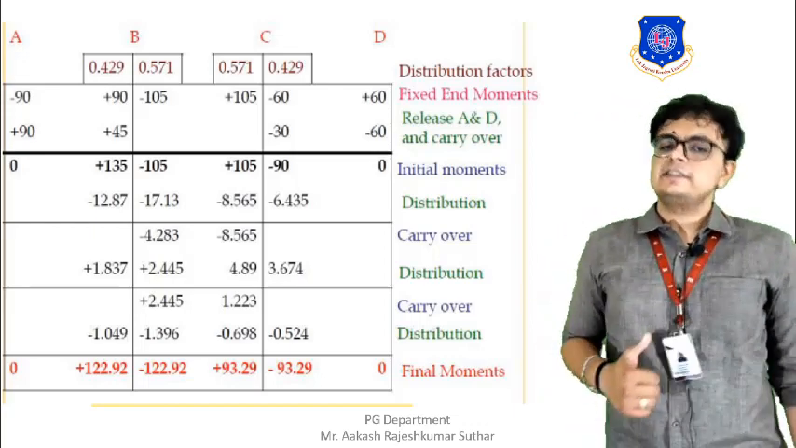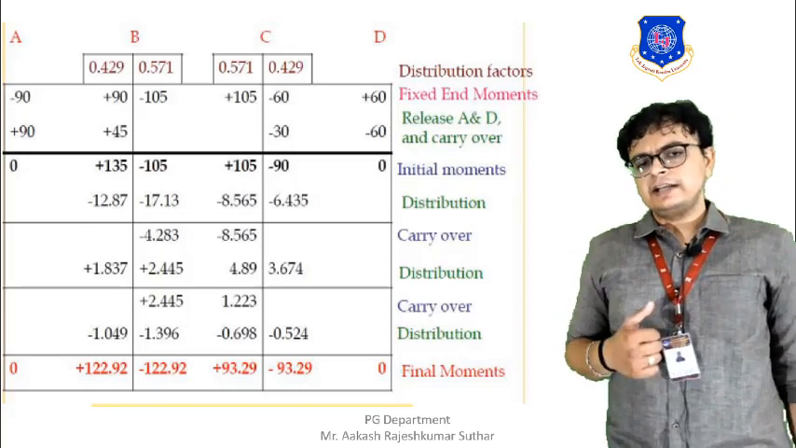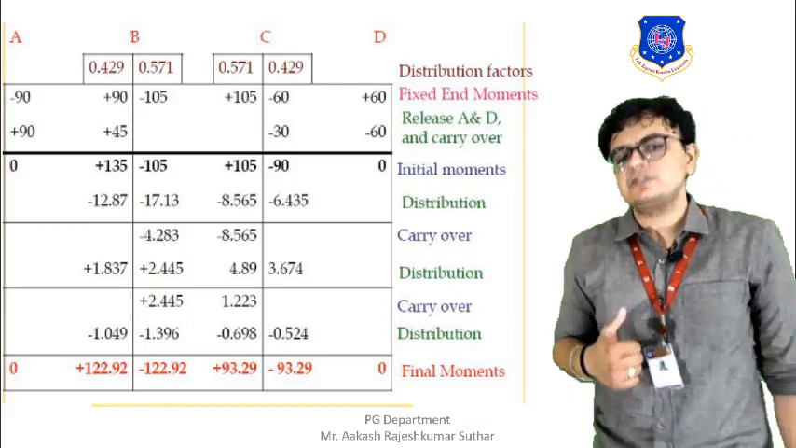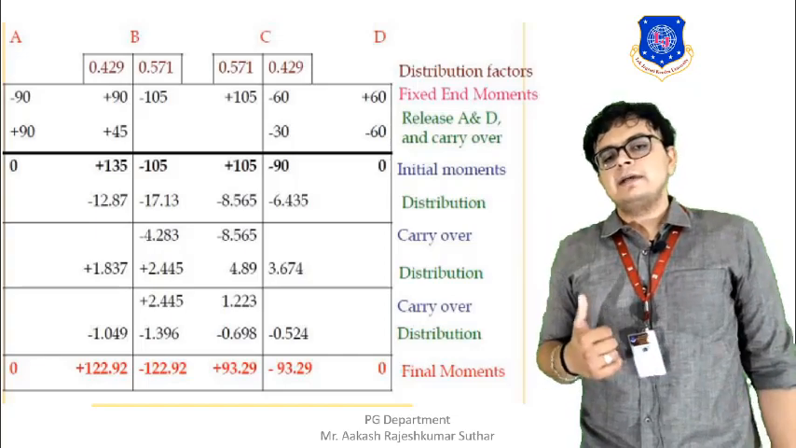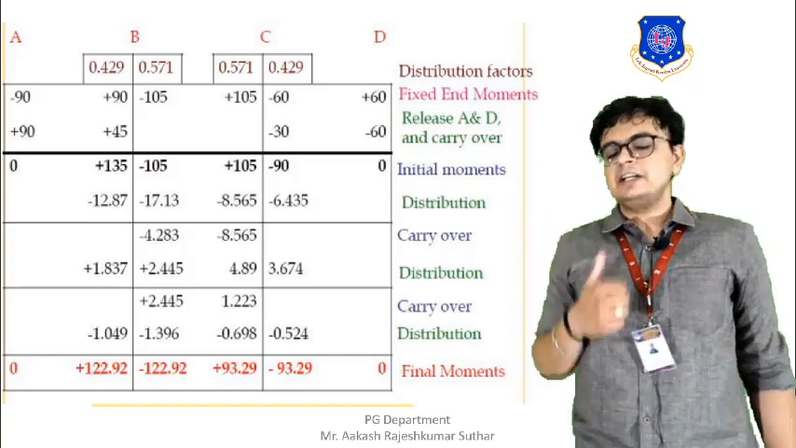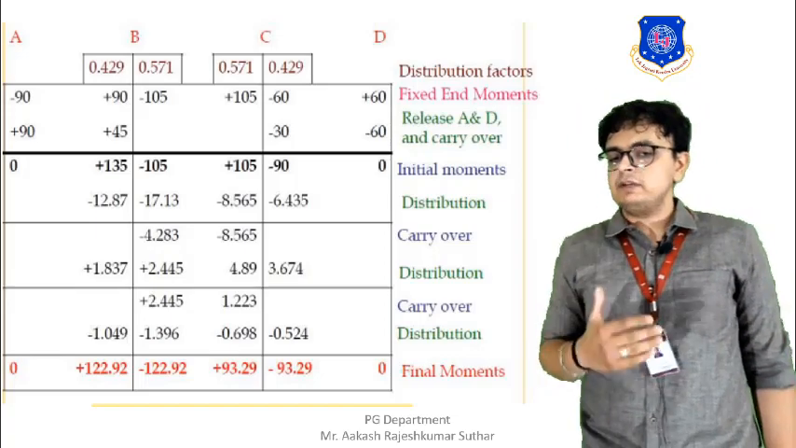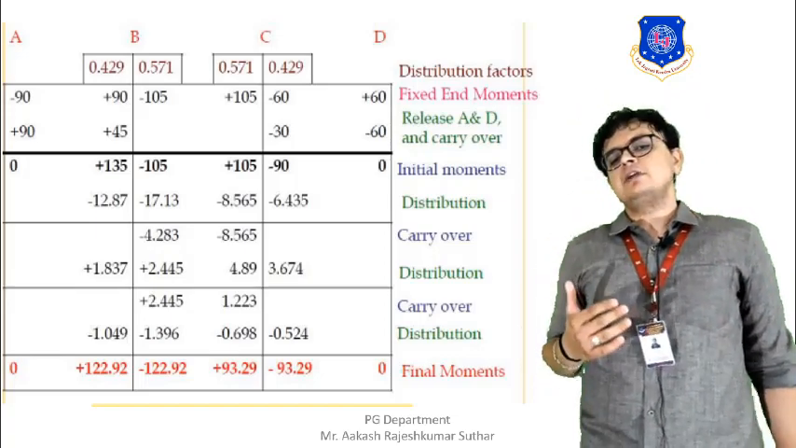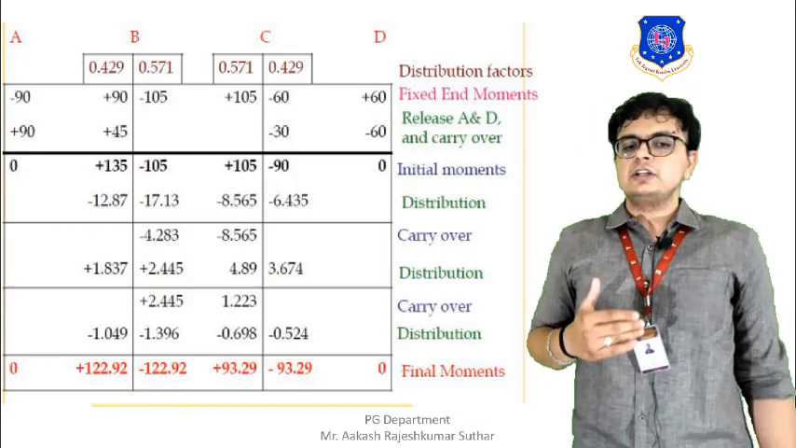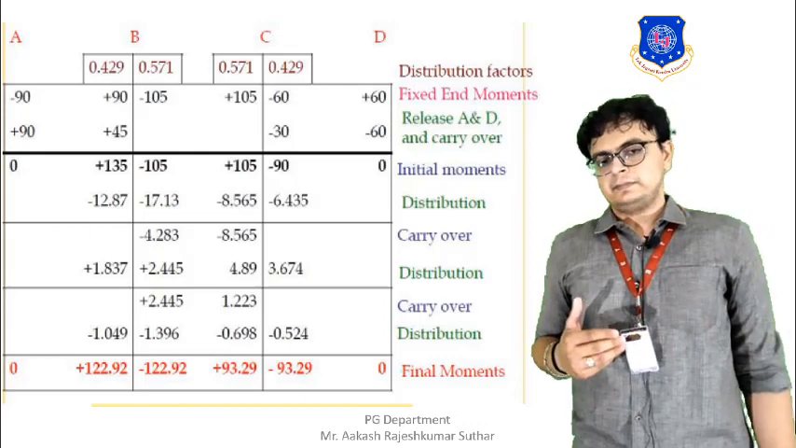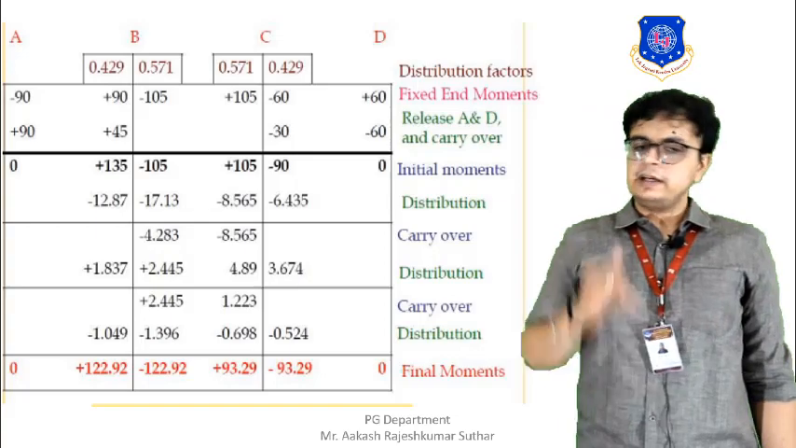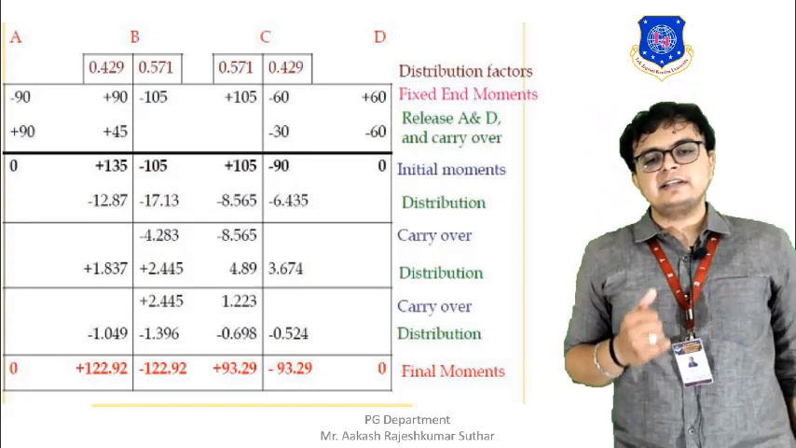Similarly, for CD also, this minus 8.565 will be multiplied by 0.429. So ultimately, we will be getting a number of minus 3.674. But actually, while putting it in the distribution, we have to take the opposite sign. So we have taken 3.67. Okay, so again, after that, we have to take the carryover.